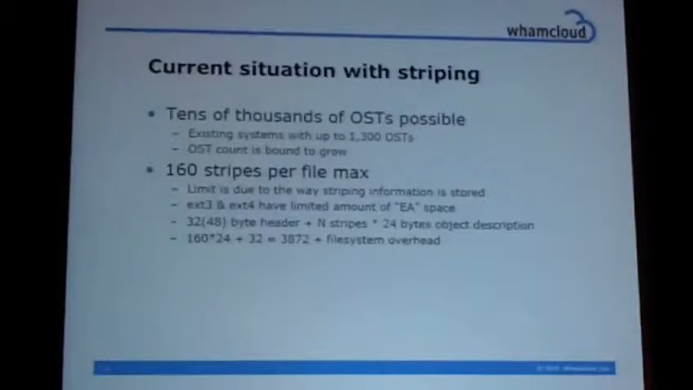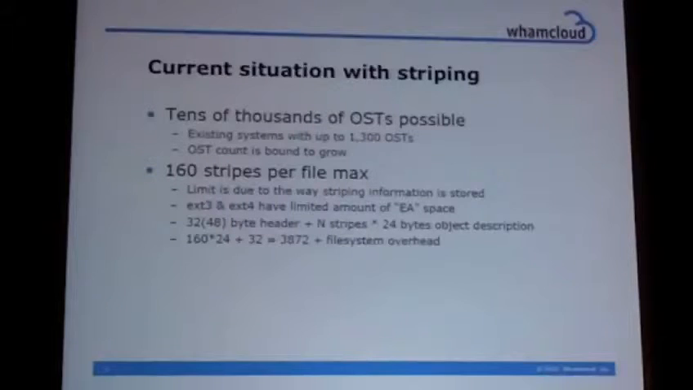So the current situation with the striping is it's actually possible to have thousands of OSTs in the current systems. There are existing file systems with thousands of OSTs, and the OST count in the systems is only bound to grow. There are already systems announced with increased striping than what is available here today. On the other hand, it's only possible to have about 160 stripes per file at the maximum. This is mostly due to a way how we store the striping information.